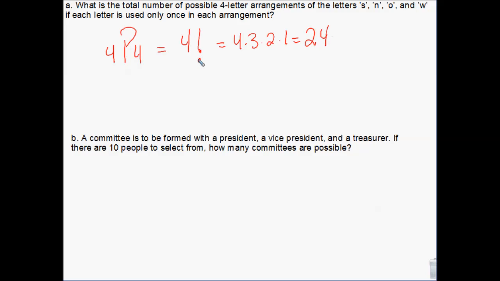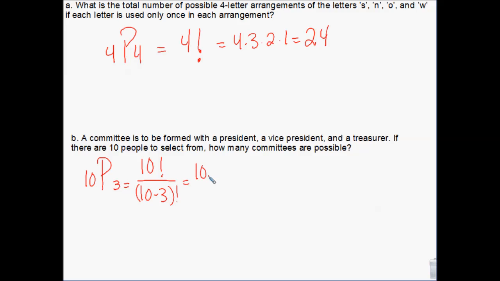Now here we're going to have a committee to be formed with a president, a vice president, and a treasurer. Okay? There's 10 people to select from. So 10 is the total number of people, and we're going to use 3 of them: president, vice president, treasurer. And we want to figure out how many possible combinations of this committee there can be. And so we have 10 divided by 10 minus 3 factorial.